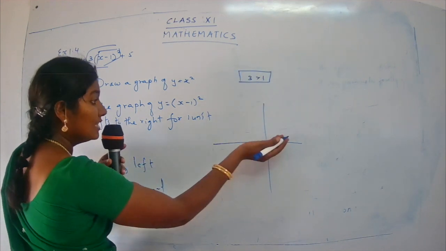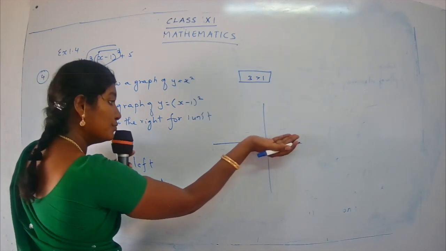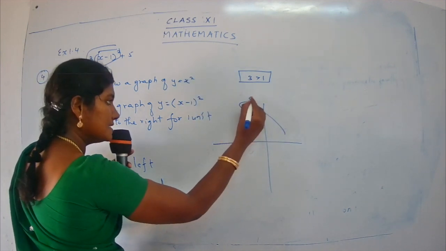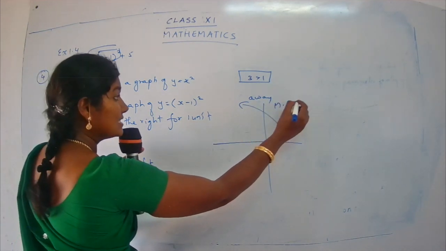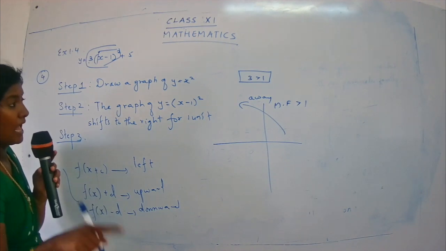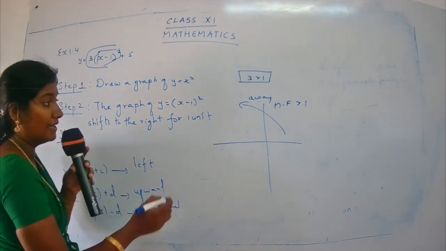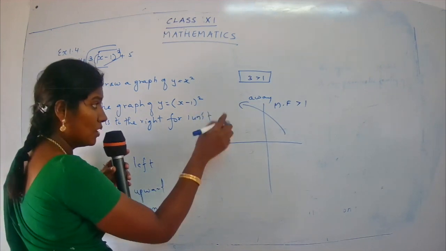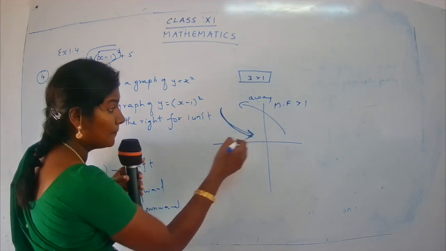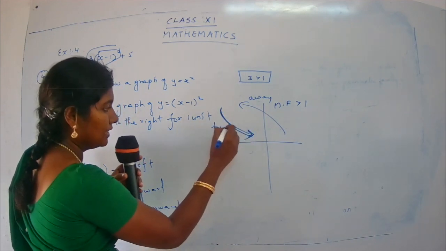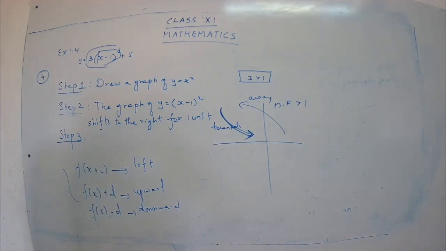So if you have such a condition, the graph is going to move away from the x-axis. If the multiplying factor is greater than 1, it is going to move away from the x-axis. And if we have a condition saying that the multiplying factor is less than 1, the graph moves towards the x-axis. Clear? So just keep this in your mind when you follow the sums.